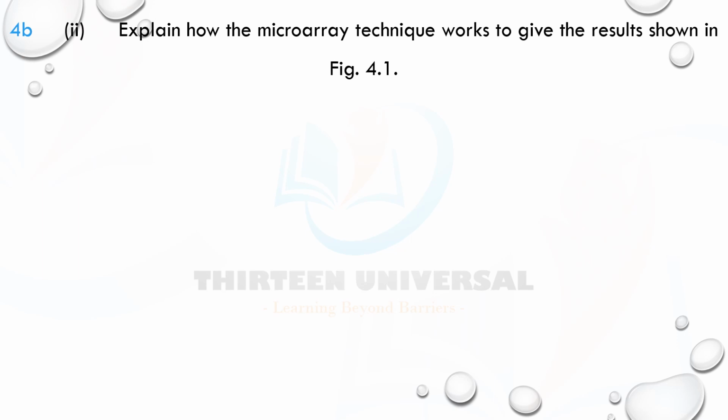Explain how the microarray technique works to give the result shown. How does it work? Remember, guys, you should pause this video and work this out. Every question, anytime you get any question, try to do it, taking cognizance of what you have read, the topic, what you know about the topic, and the command word. Explain means give reason, connect it to the knowledge, the concept of biology on this topic. Explain, give reason. So how does this work? Explain how the microarray technique works to give the results shown.